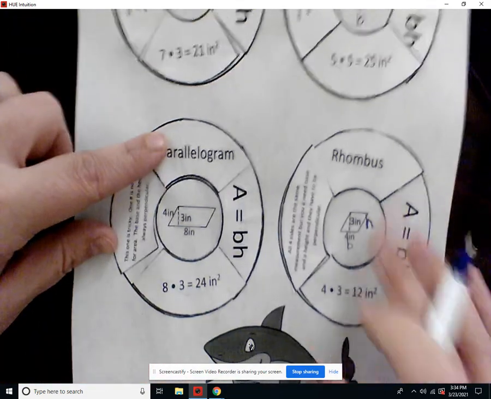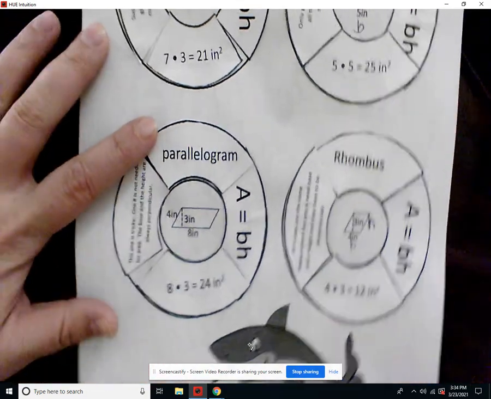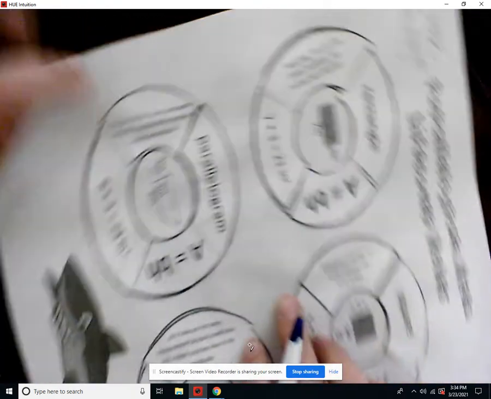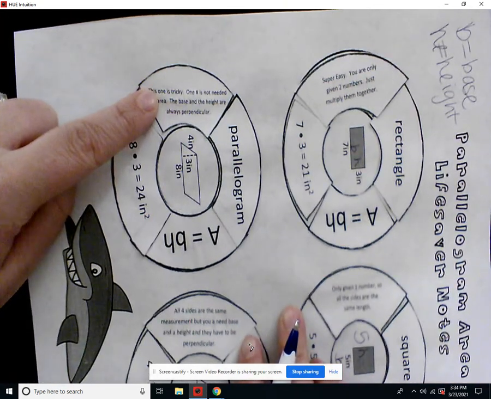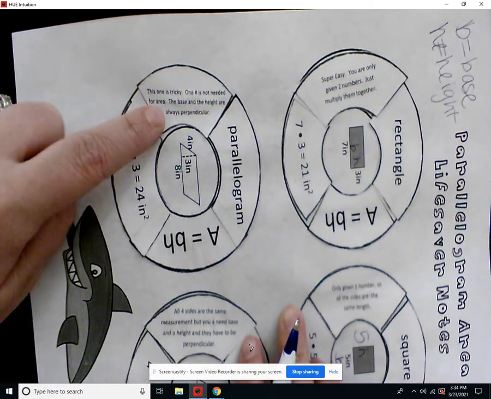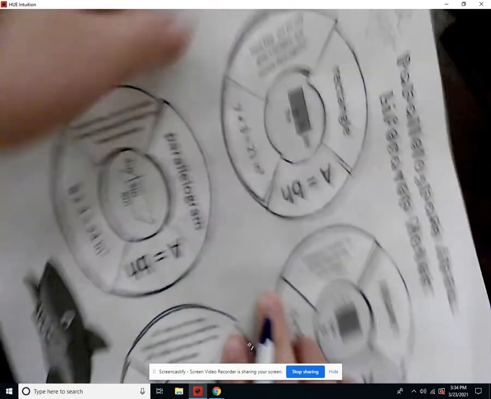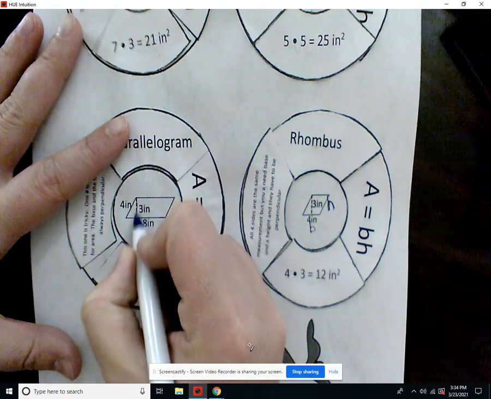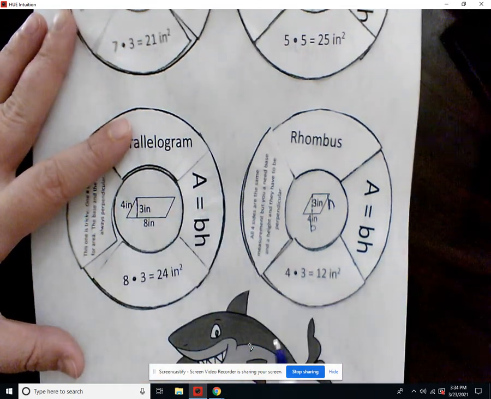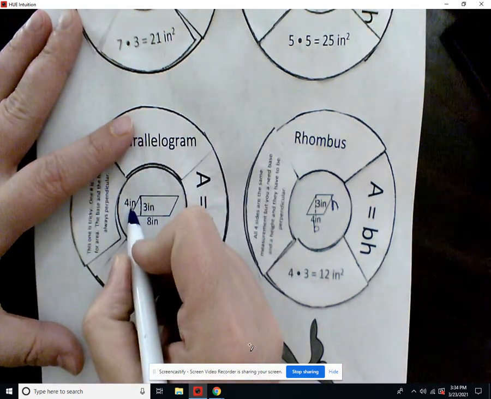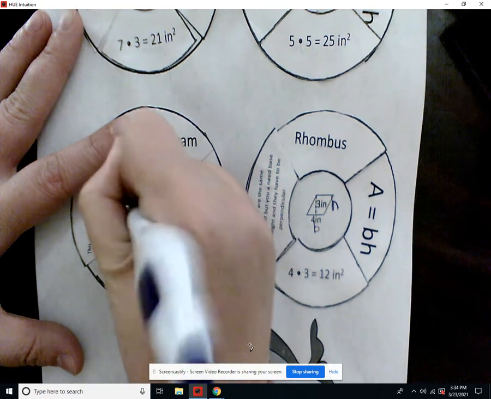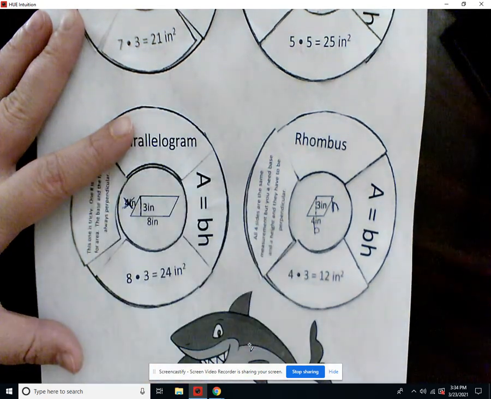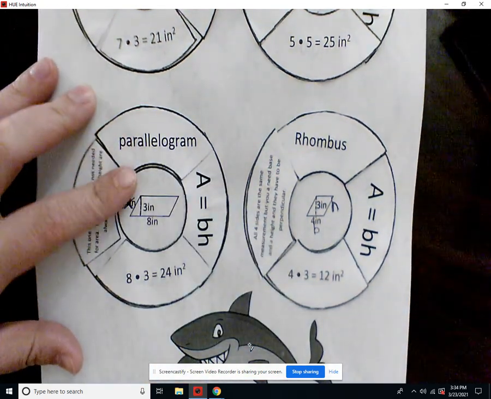And then the last shape that we're going to cover is the actual parallelogram. So this one's tricky. One number is not needed for the area. The base and the height are always perpendicular, so just like the rhombus, it's going to come to kind of like a T. But on this one, there's a 4. The 4 is the number not needed. We don't use numbers on the slant. So anytime you see a number on the slant, mark it out.